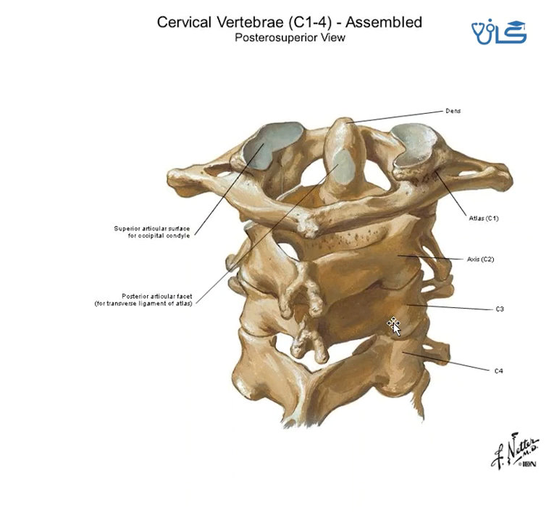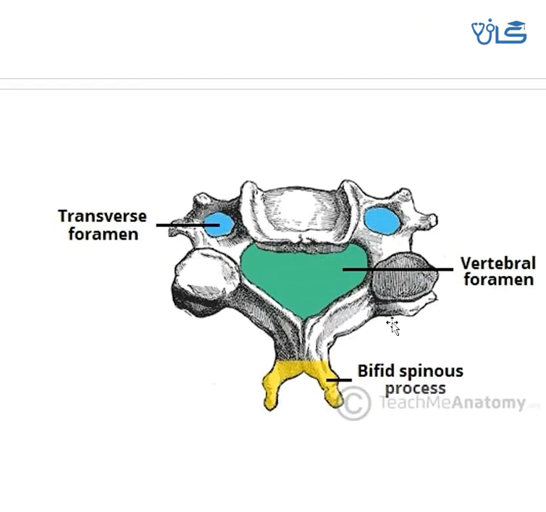Cervical vertebra 3rd, 4th, 5th, and 6th are typical vertebra because they contain a body anteriorly and a bifid spinous process posteriorly. All cervical vertebra have a foramen transversum or transverse foramen.